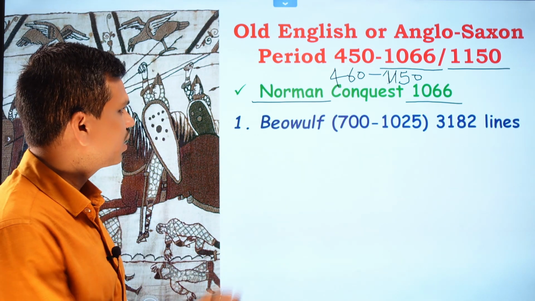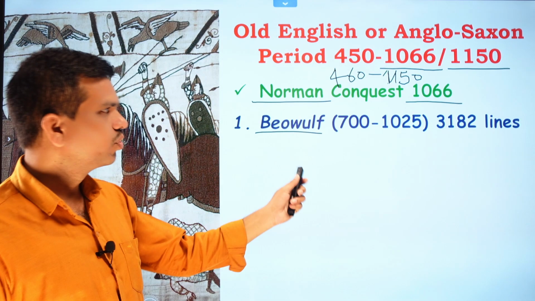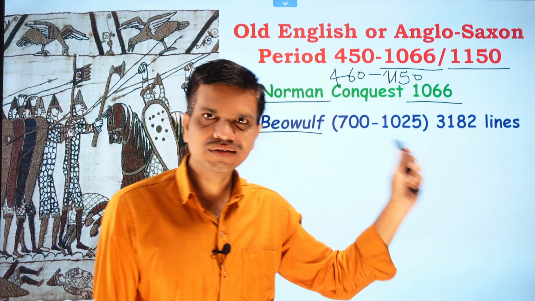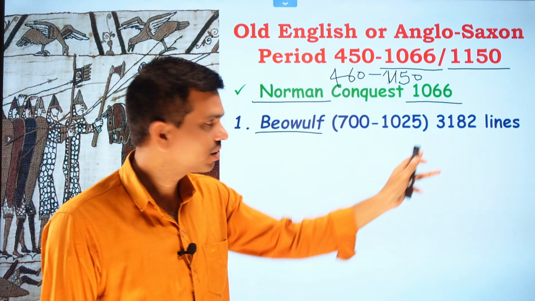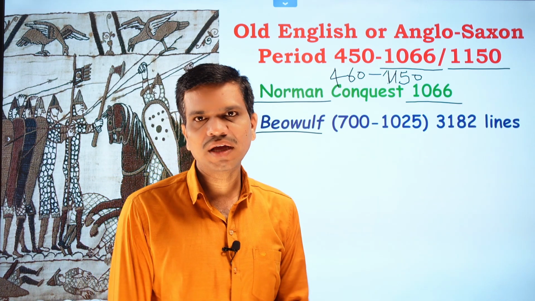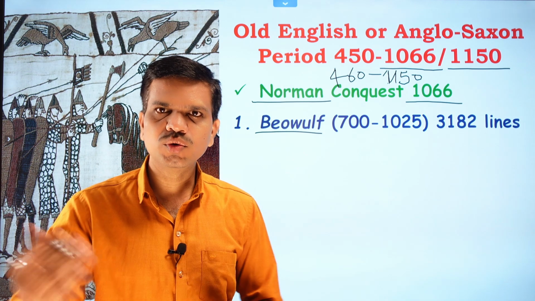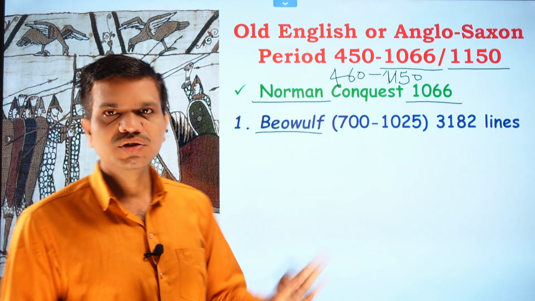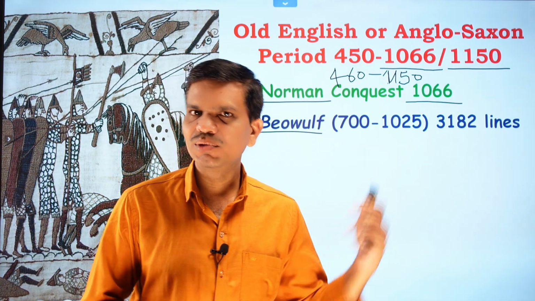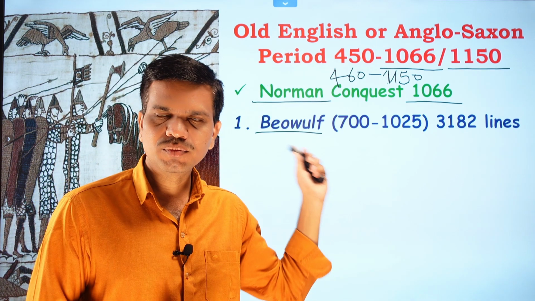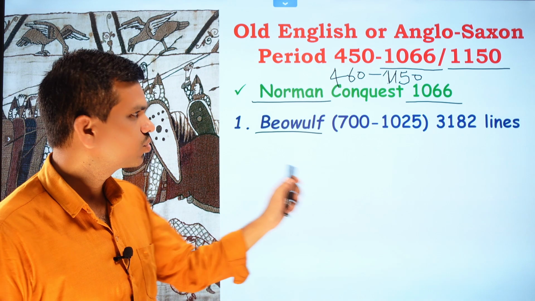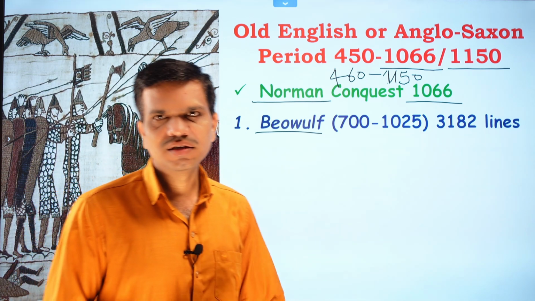Very first we have the epic poem Beowulf, and it is considered to be composed between 700 and 1025, and there are 3182 lines in Beowulf. There is a story, so again you can study this story in depth, or have information regarding this story because questions are framed on this epic poem called Beowulf. It is one of the earliest poems in English literature.